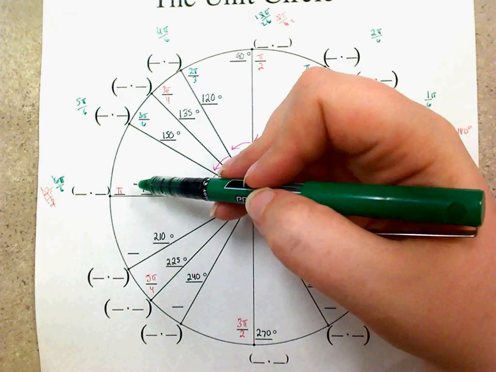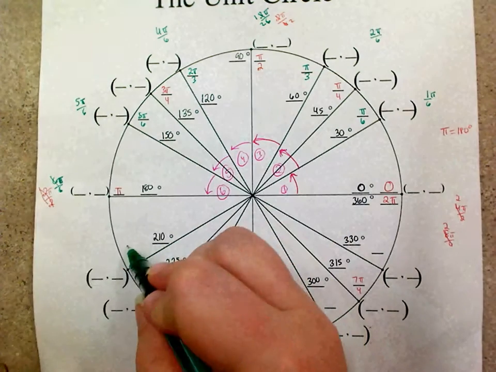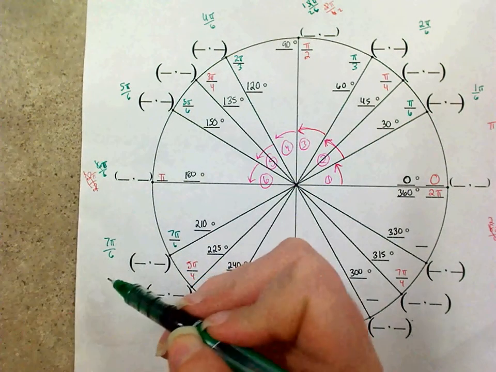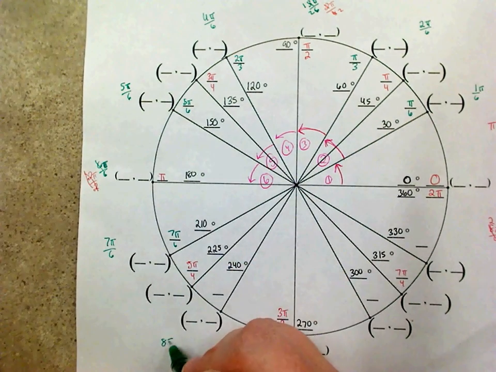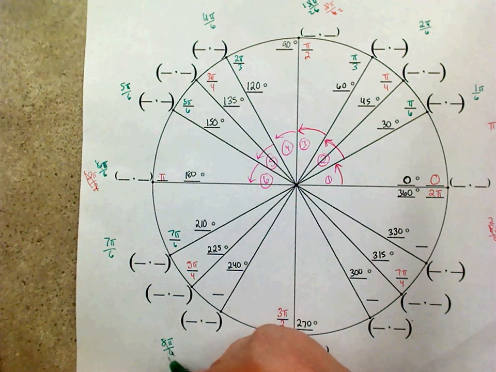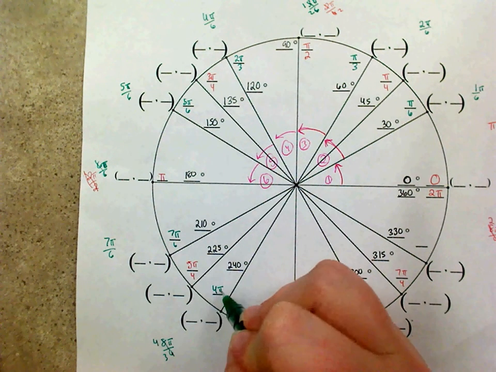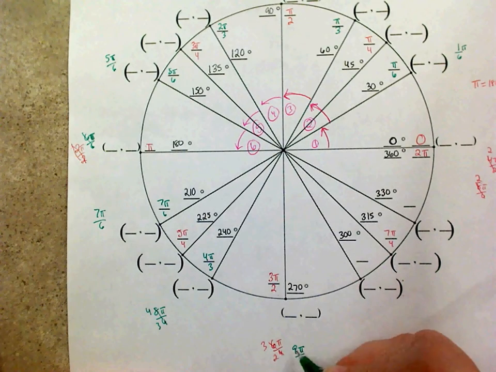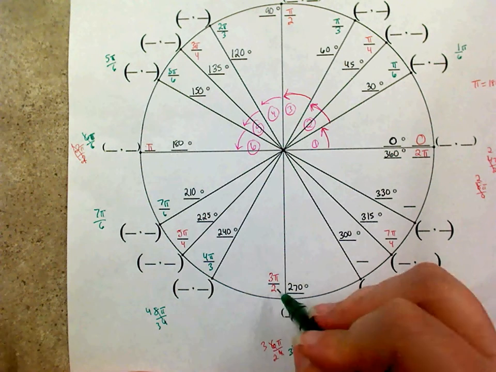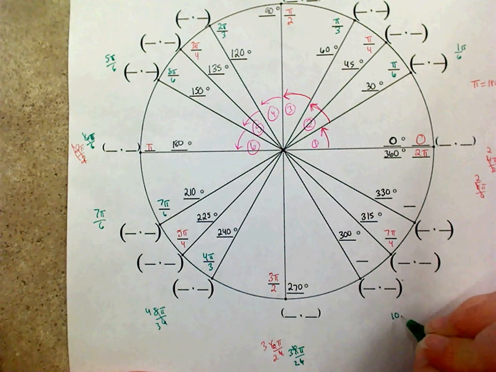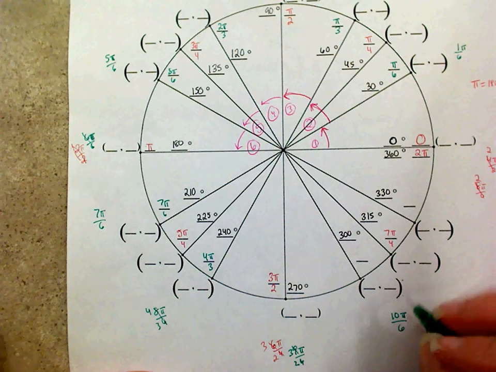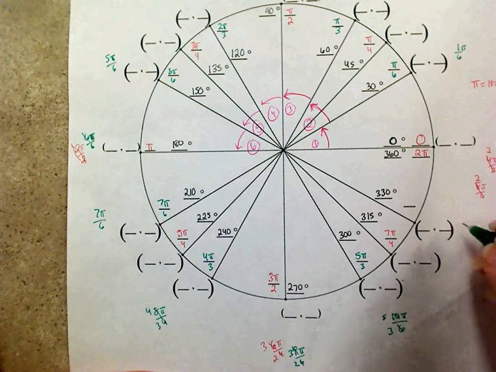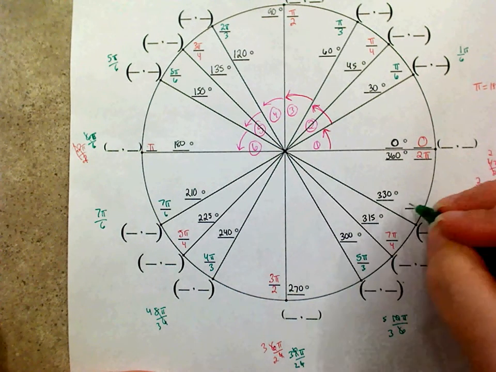Well, after 6/6 comes 7/6. So this is 7/6. After 7/6 comes 8/6. But 8/6 simplifies down to 4/3. After 8/6 comes 9/6. But 9/6 simplifies down to 3/2, which we already have. We have 10/6. 10/6 simplifies down to 5/3, so 5 pi over 3. And then we have 11/6, and 11/6 does not simplify.